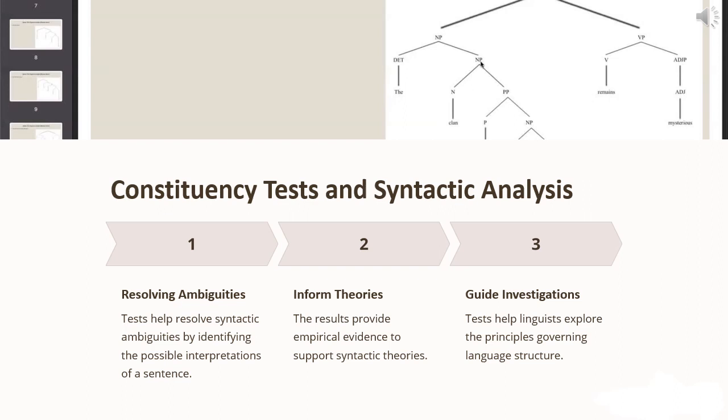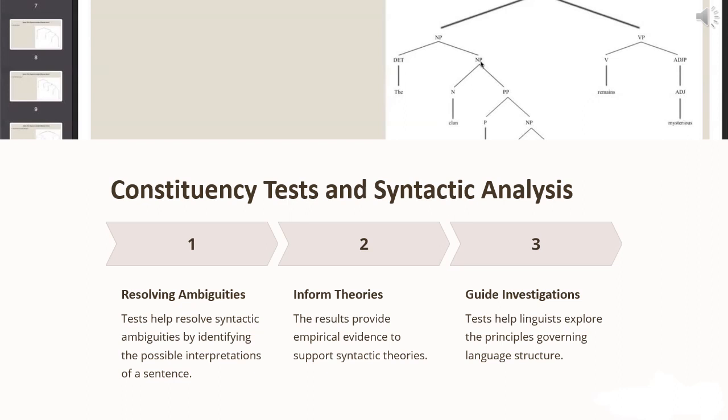After we talked about constituency tests and how to use them on my sentence, let's talk about the relationship between constituency tests and syntactic analysis. Constituency tests play a crucial role in syntactic analysis by helping linguists identify and understand the structural organization of sentences. The first thing it does to help syntactic analysis is resolving ambiguities. Ambiguities often arise when it's unclear how the words and phrases in a sentence should be grouped together.